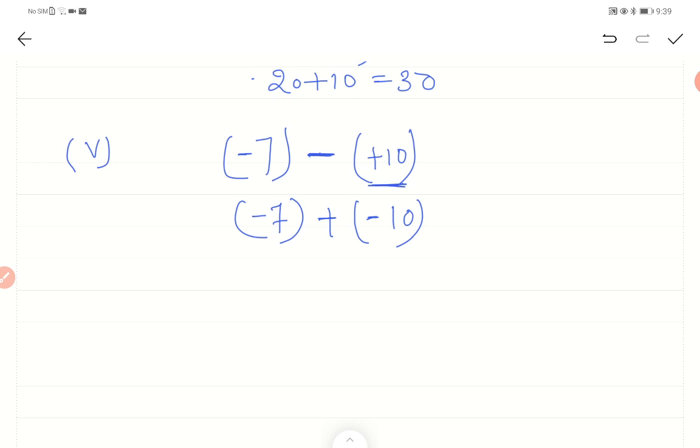Okay, so it is the same as your addition. You have two negative integers to be added, so you will add them. Your output will be what in terms of sign? 7 plus 10 is 17, and the sign of the sum is negative. It's because whenever two negative integers are summed up, you will get the output as negative.